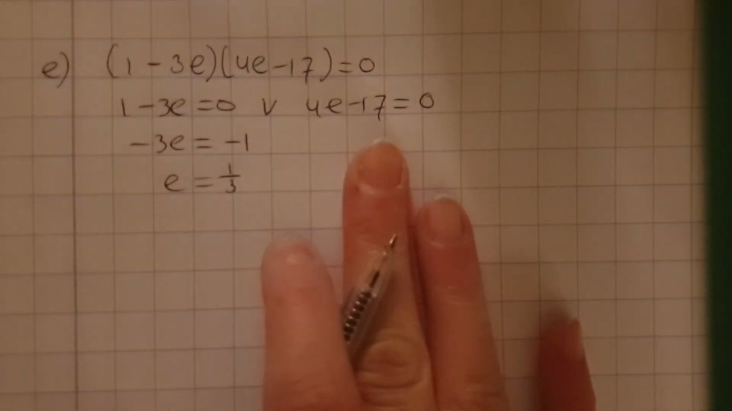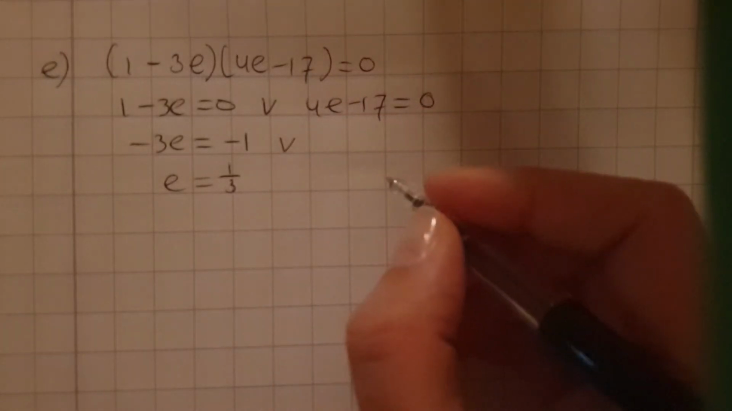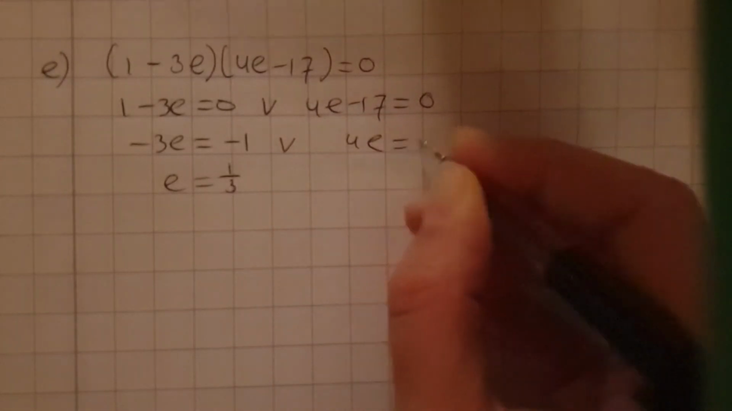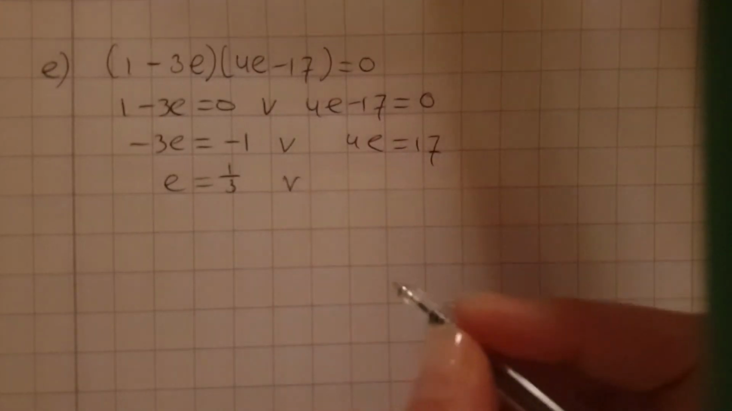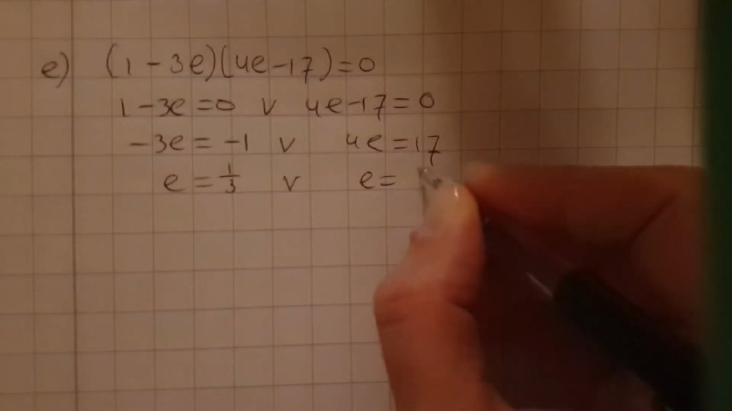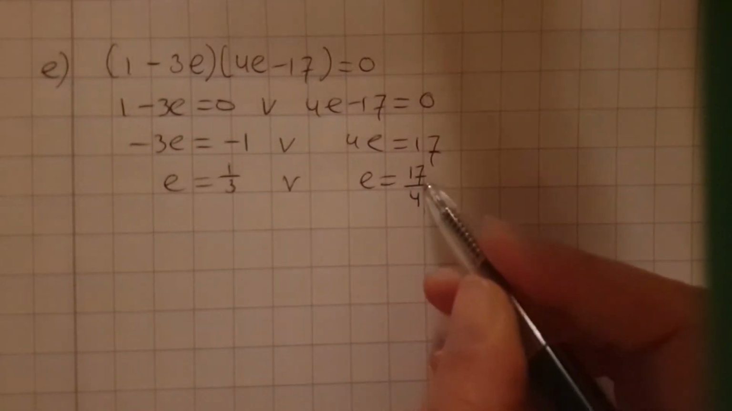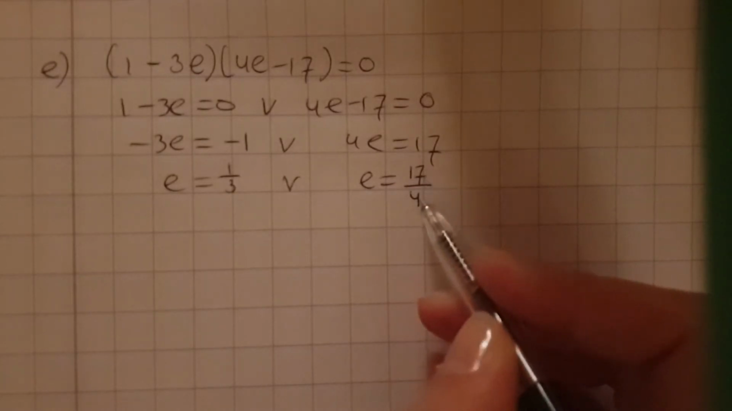So 4e minus 17 equals 0. Plus 17 on both sides. 4e is 17. Divided by 4 on both sides. When it's a difficult one, you just write down 17 divided by 4. Write it down as a fraction. That means divided by. 17 divided by 4.